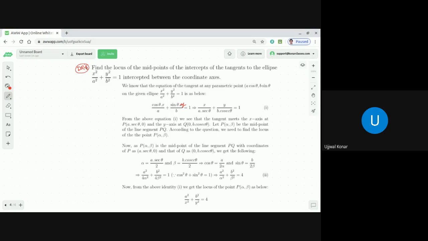As I said, alpha and beta, we found it out. And see, this is a technique. Whenever you have a parametric form, in the case of an ellipse, a cos theta, b sin theta, then what we need to do is find the value of cos theta and sin theta, and then apply the formula cos square theta plus sin square theta equal to 1, and eventually we get a square by alpha square plus b square by beta square equal to 4. But what is our concern? Our concern is to find the locus of the point alpha beta. So definitely we should replace alpha by x and beta by y. And eventually we get a square by x square plus b square by y square equal to 4.